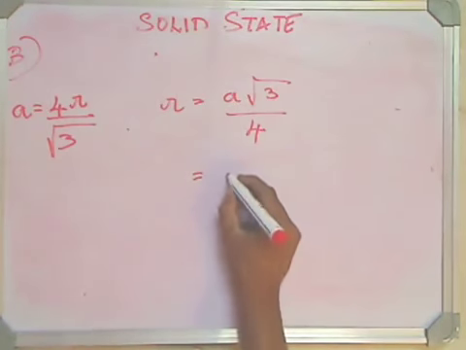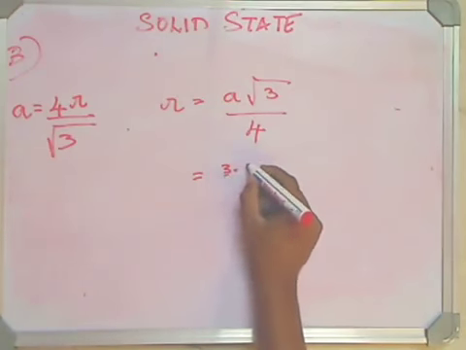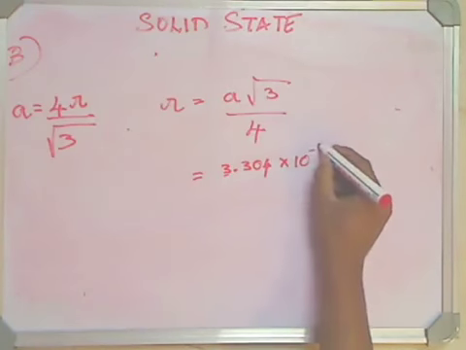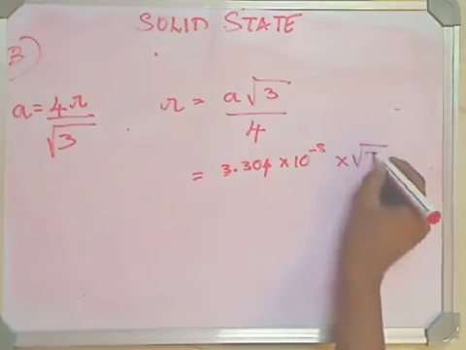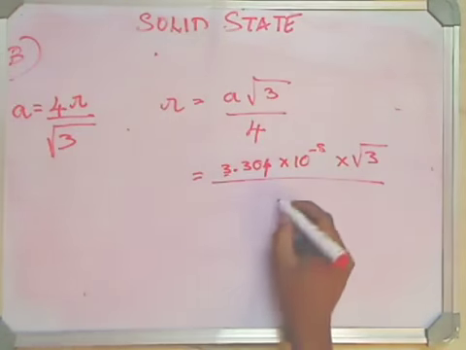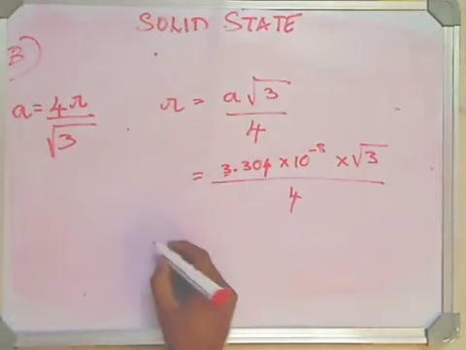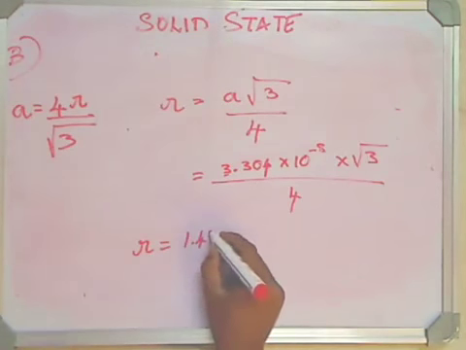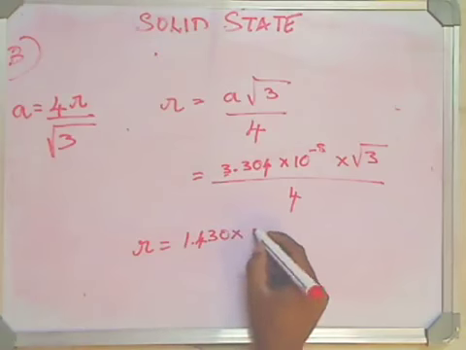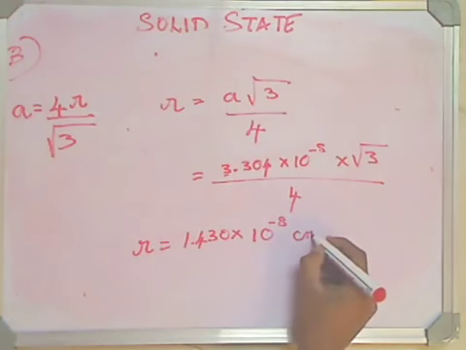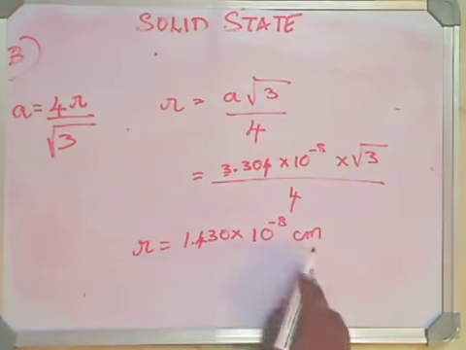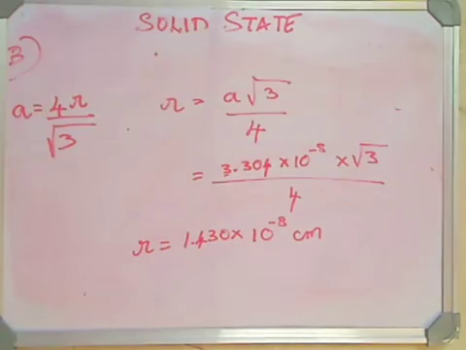this is what I would be doing, 3.304 multiplied by 10 to the power of minus 8 multiplied by the square root of 3 divided by 4. Now this should give you the atomic radius. R should be equal to 1.430 multiplied by 10 to the power of minus 8 centimeter. So you have an atom which has a radius of this particular dimension. I challenge you to imagine something like this.